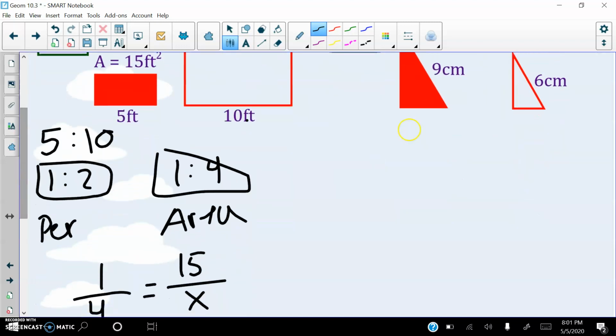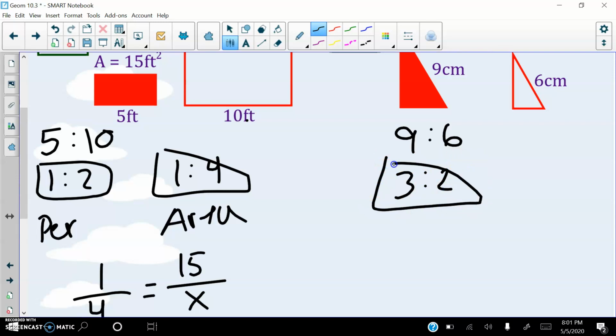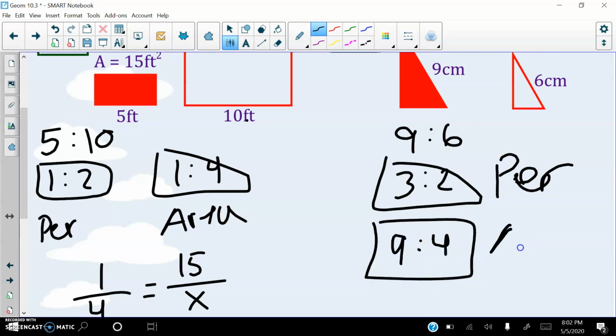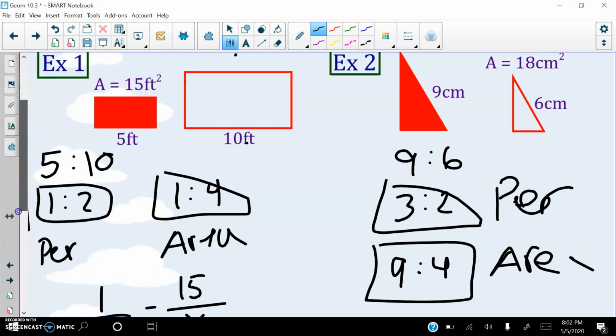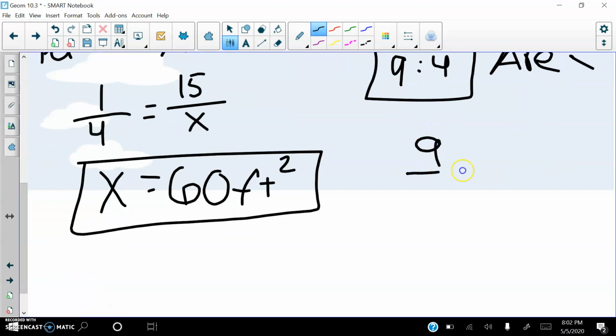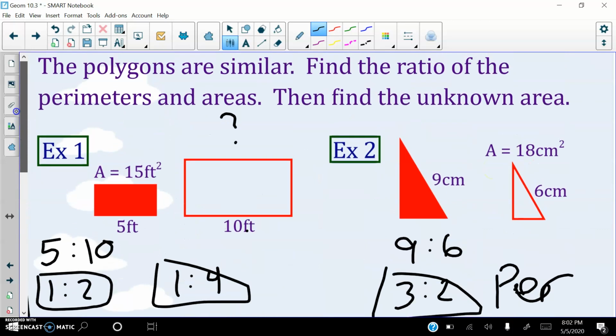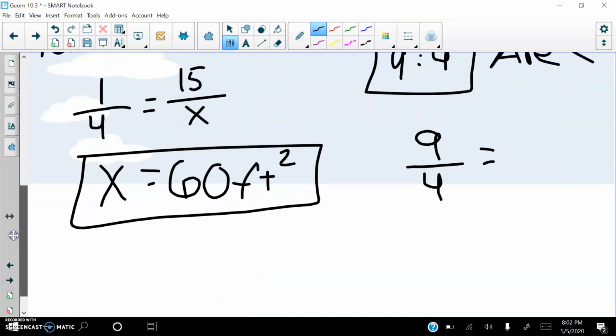For this one, we have 9 compared to 6, which is 3 compared to 2. So this is our perimeter ratio. If I square both of these, I get 9 to 4, and that's our area ratio. To find the unknown area, I'm going to set it up as a ratio: 9 over 4 equals the bigger triangle, which we don't know, so we'll say x, over the smaller triangle, which is 18.